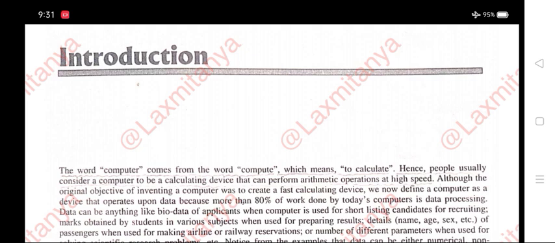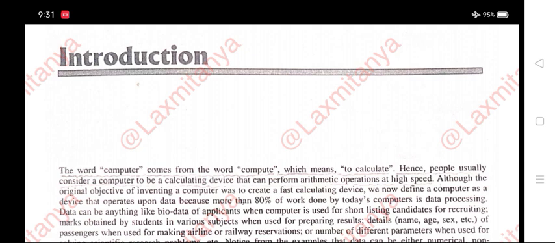Please underline this sentence. Hence, people usually consider a computer to be a calculating device that can perform arithmetic operations at high speed. Although the original objective of inventing a computer was to create a fast calculating device, we now define a computer as a device that operates upon data, because more than 80% of work done by today's computer is data processing. Data can be anything, like biodata of application.